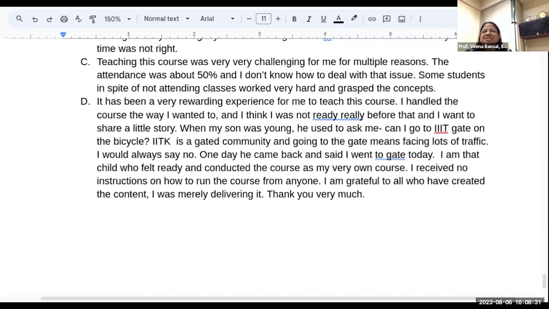So when my son was young, he used to ask me, can I go to IIT gate on the bicycle? IIT gate is not like a lot of traffic and congestion. So I would always say no, because IIT campus is a protected environment, no congestion, no major traffic. So I always would say no.